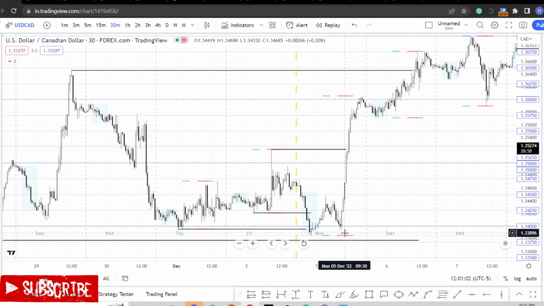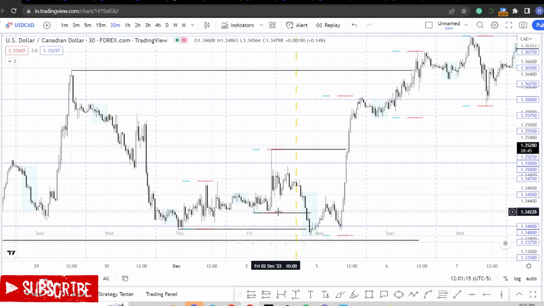Okay, we wait. I wait because 60% of the time I don't trade on Monday, except when I see a very nice setup. On Monday now, we trigger Friday's low, trigger for Friday's sellers. We trigger Friday's sellers into the market from Friday's low and from Thursday's low.